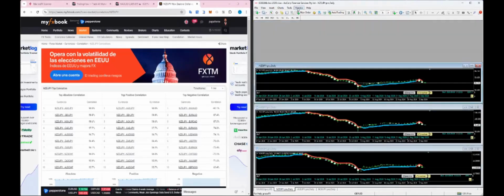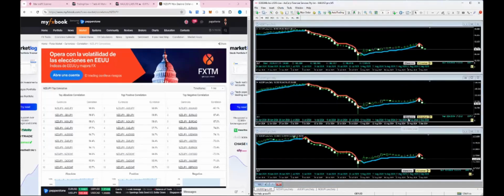Let me do it one more time. So there it is. That's the three pairs together. You see that it looks like it's almost the same pair three times, but it's three different pairs. That's correlation. It means that they move. You see, from the information on the left, because the number is positive, it means that they move the same way. If the number is negative, like here, it means that they move opposite way.